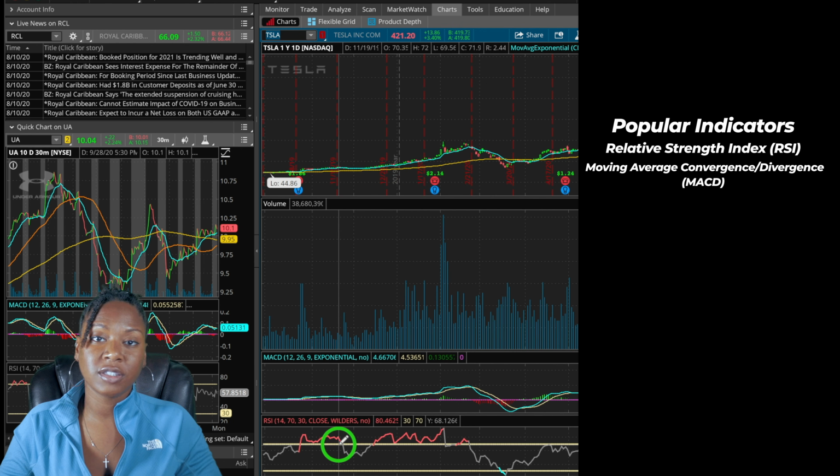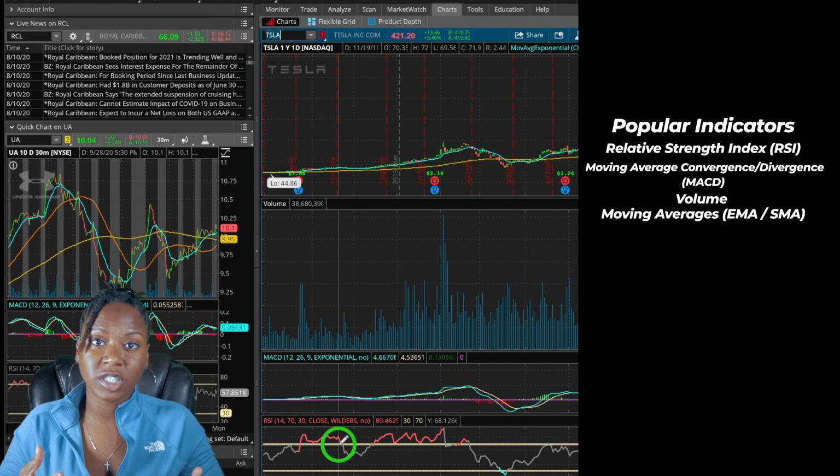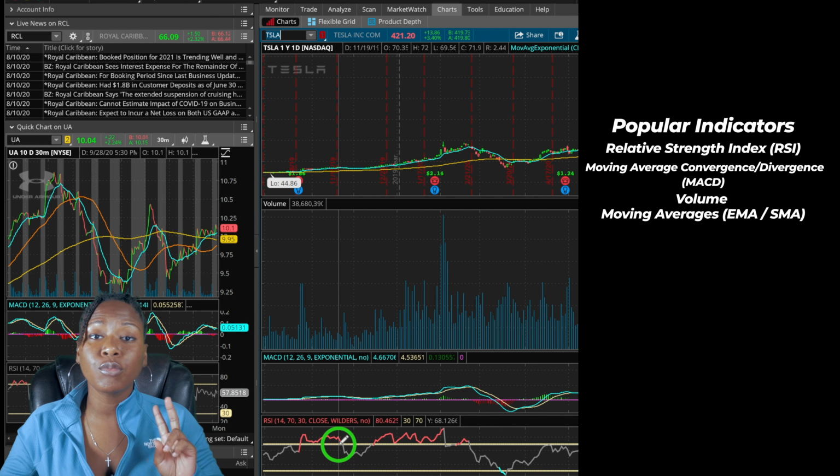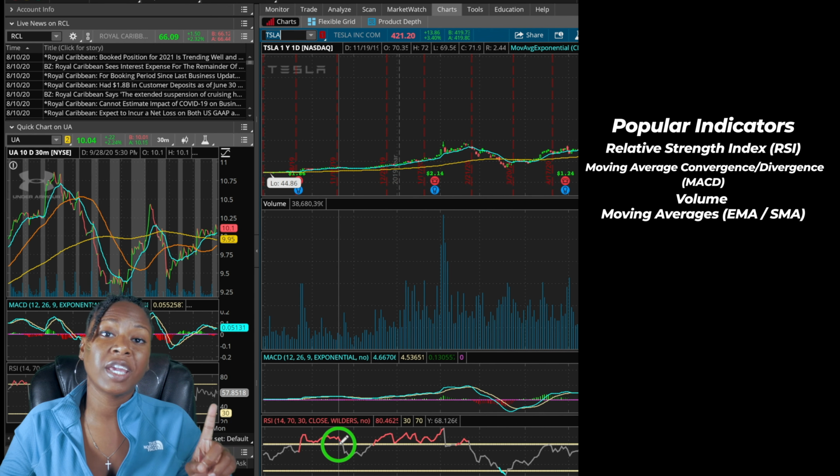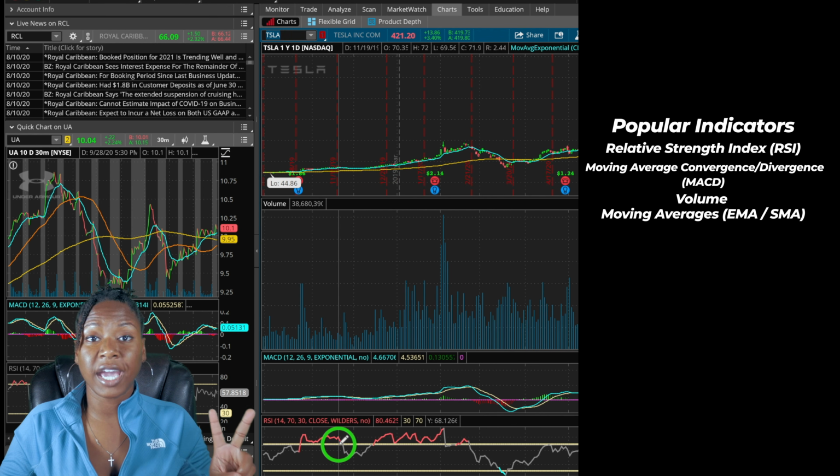The most popular indicators are the RSI indicator, or the relative strength index, MACD, moving average convergence divergence. You of course have your volume, and then you have your moving averages. And most used, the 2 moving averages are the exponential moving average, or EMA, or the simple moving average, SMA.